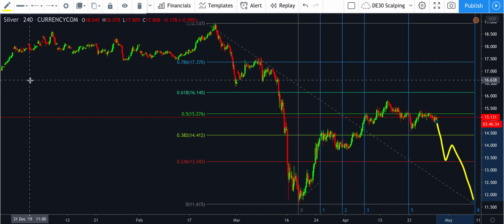So be careful. Don't buy, even though it looks like a trend has started, because it doesn't look like a trend yet. It looks like a retracement.